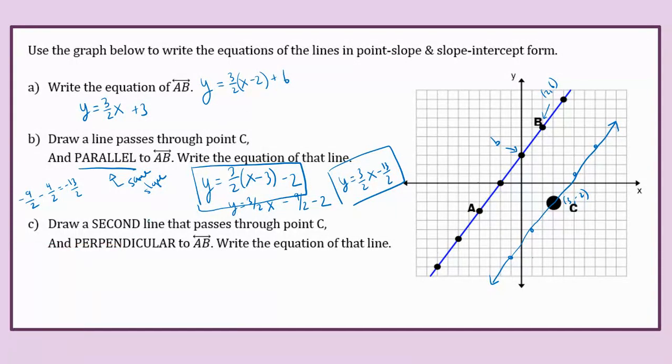Let's now draw a second line that passes through C that is perpendicular to AB. Perpendicular, so opposite reciprocal. So the perpendicular slope is going to be negative 2/3. So from point C, I'm going to go down 2 and to the right 1, 2, 3. Down 2 and to the right 1, 2, 3. Or up 2 and to the left 1, 2, 3. This would probably be a little bit easier on paper with a straight line tool of some sort.